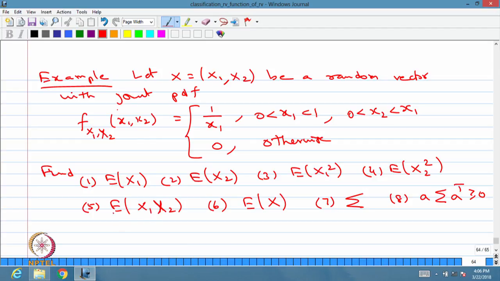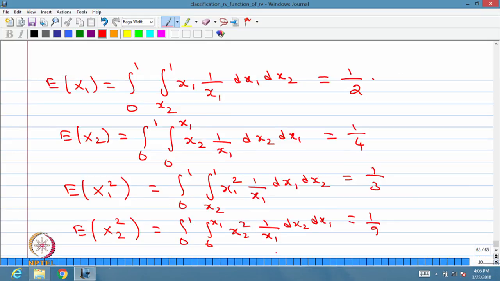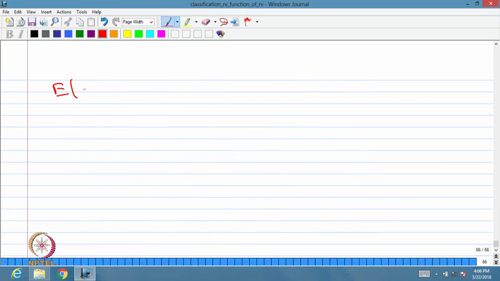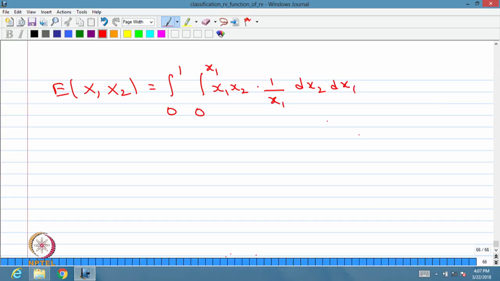Now we will go for finding expectation of x1 x2. The same technique, that is expectation of x1 x2 is same as integration 0 to 1, integration 0 to x1, x1 x2 multiplied by the joint probability density function, dx2 dx1. If you do the simplification, you will get the answer, that is 1 by 6.